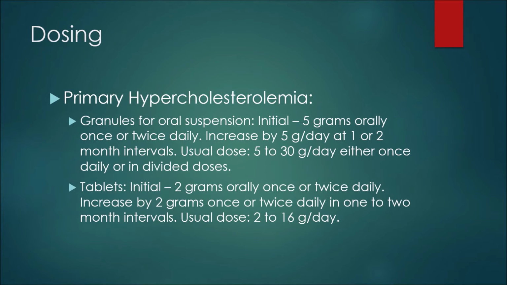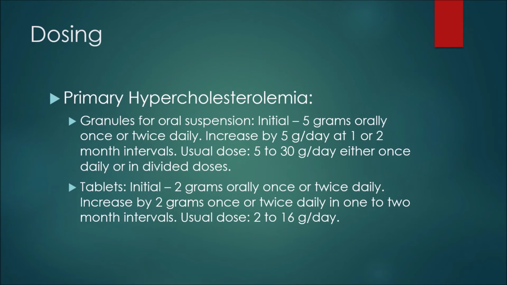Now for dosing with Colestipol. So in primary hypercholesterolemia, first of all, using the granules for oral suspension, the initial dose would be 5 grams orally once or twice daily. The patient could then increase the dose by 5 grams per day at 1 or 2 month intervals. The usual dose, when everything is stabilized, would be 5 to 30 grams per day, either given in one dose once daily or divided doses throughout the day.